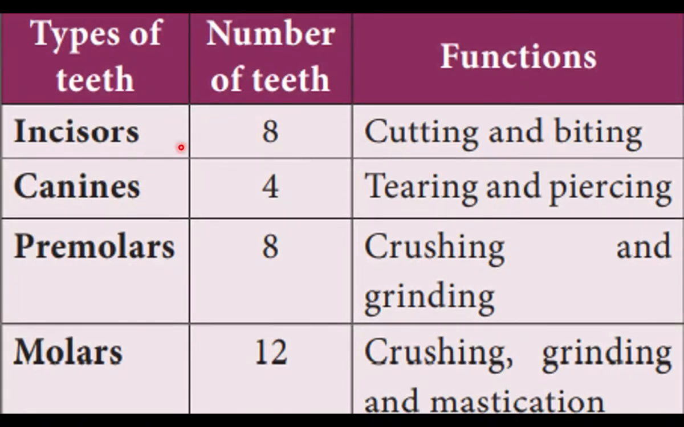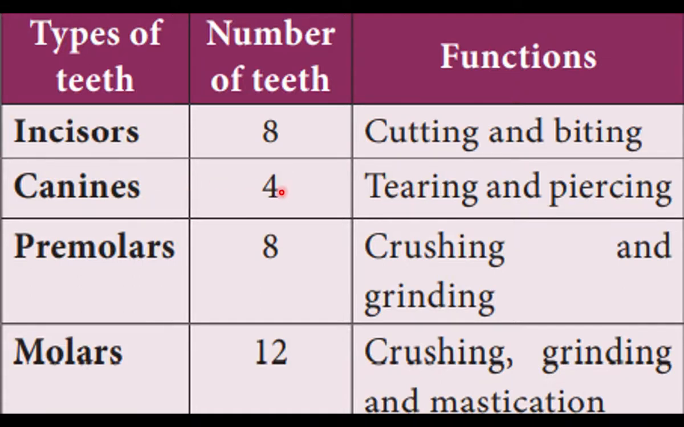So there are 8 incisors. They are cutting and used in biting. Canines are 4 in number. The canines are used for tearing and piercing. Canines are very sharp in carnivorous animals like tiger, lion. Premolars are 8, molars are 12. The premolars and molars are used in crushing and grinding the food. Molars are used for mastication. Mastication means mixing the food.